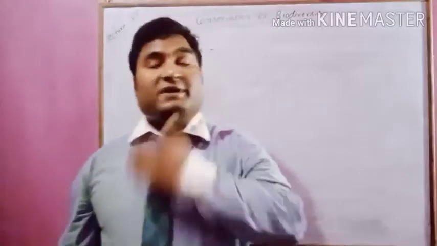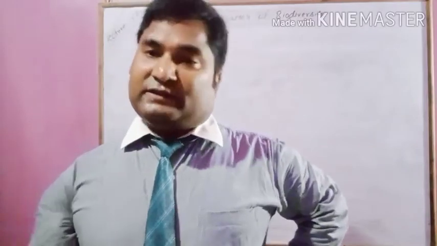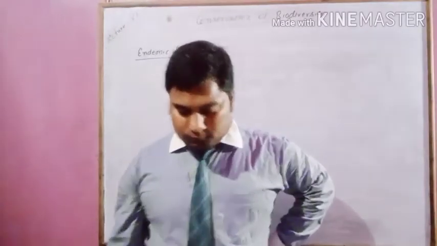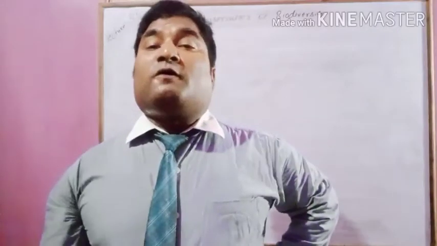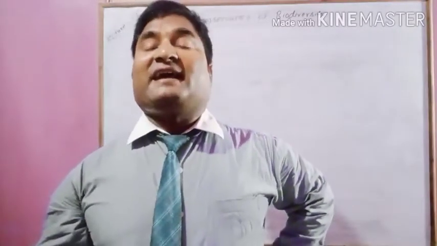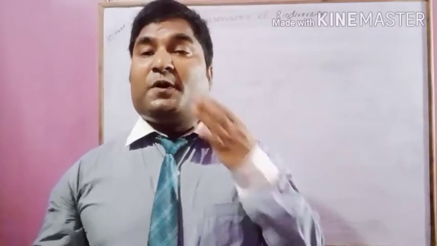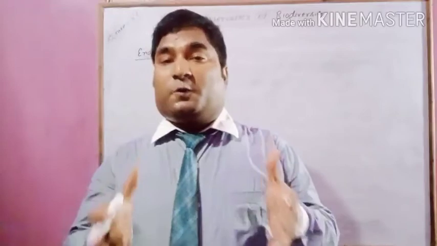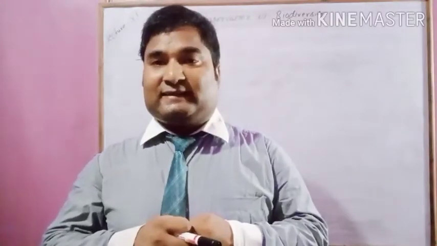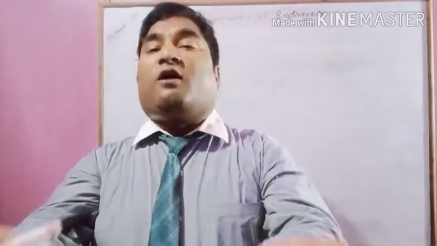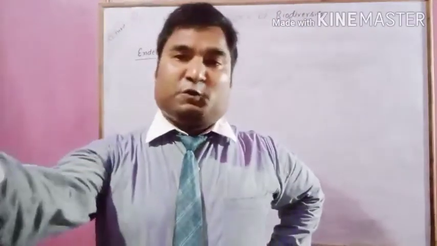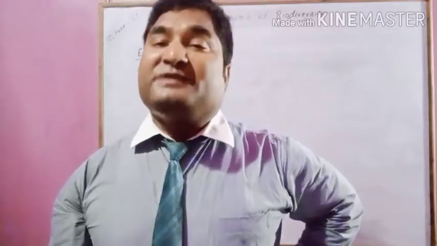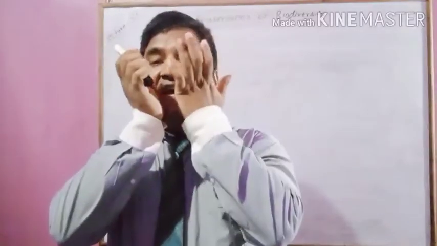Next is endemic species. So before going into endemic species, first I will explain species. It has already been explained earlier also. Once again I will say, a group of similar individuals that can interbreed and produce fertile offspring are called species.